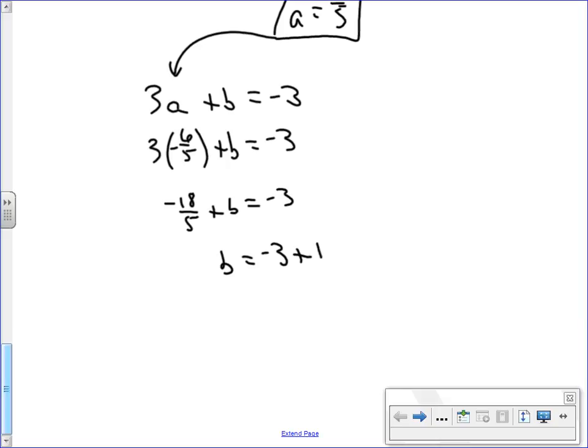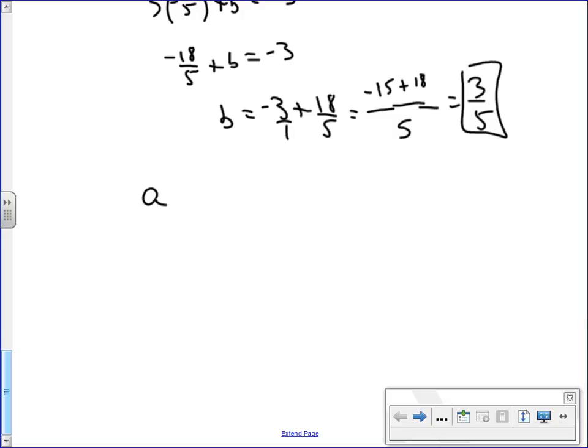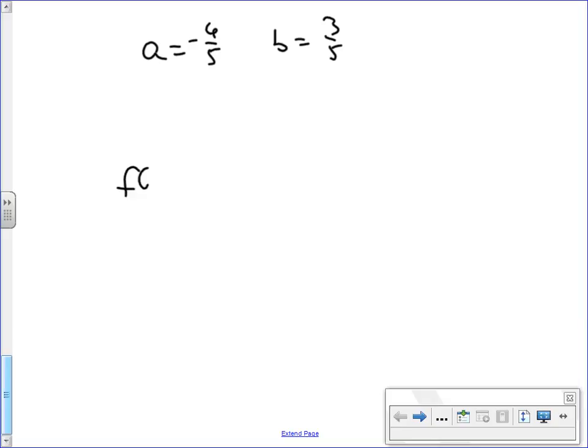Negative 3 plus 18 over 5. Get yourself a common denominator. If you don't practice it, sorry, that's supposed to be 5. If you don't practice it, you're never going to get good at it. And I get that b equals 3/5. So the solution, I was asked to find a and b, and the answer is a is negative 6/5, and b is positive 3/5. And if I wrote the function, that function would look like this.